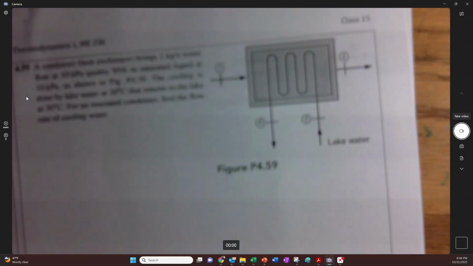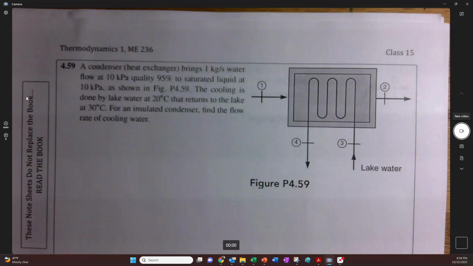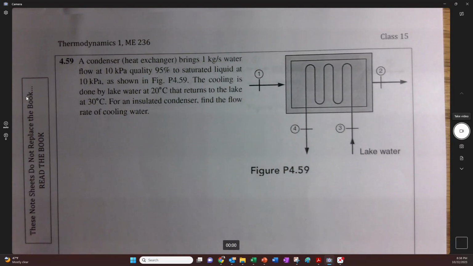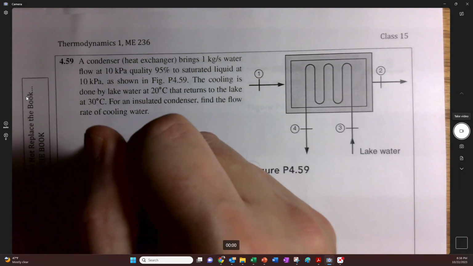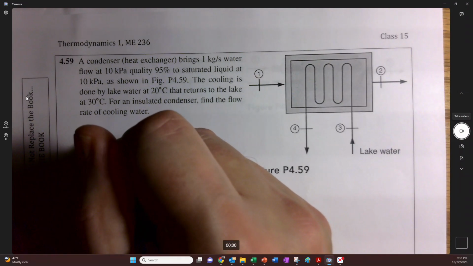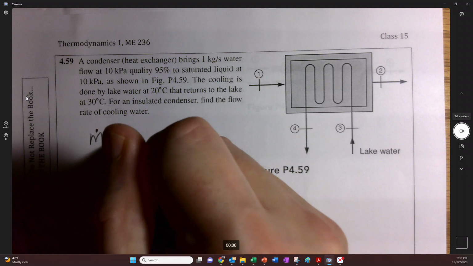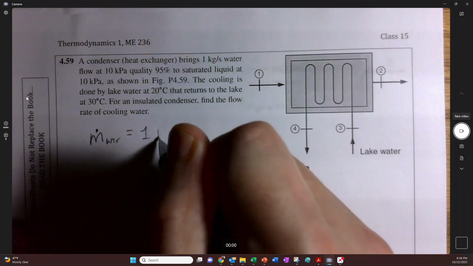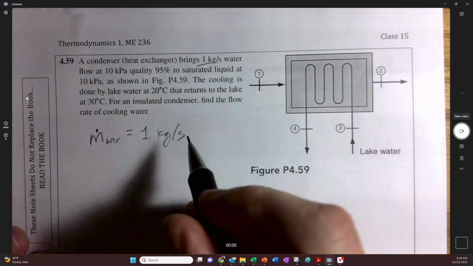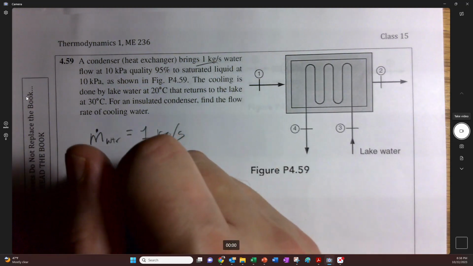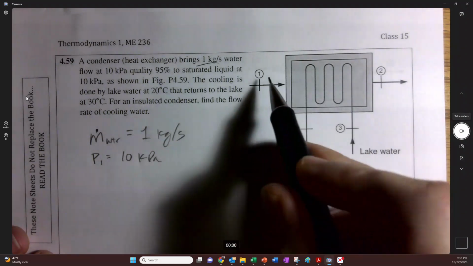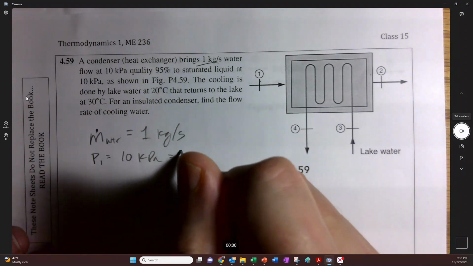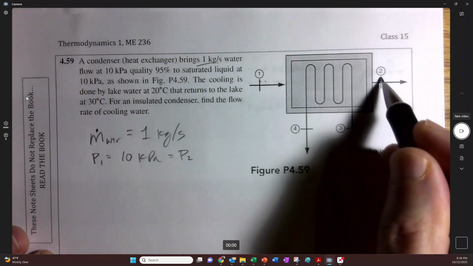So a basic heat exchanger problem, one that you should feel pretty comfortable doing, and you'll do this again when you take heat transfer. So what did I decide to call these things? I decided to call this m dot water, and that was the 1 kilogram per second. It says it right there. Pressure at 1 is 10 kilopascals. So here's 1 to 2. So that's going to be the same pressure from here to here.